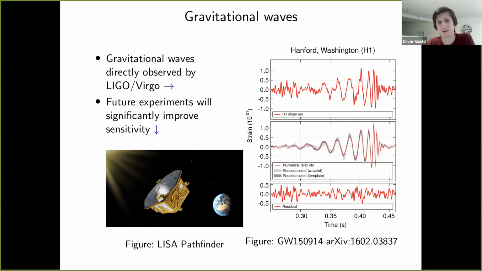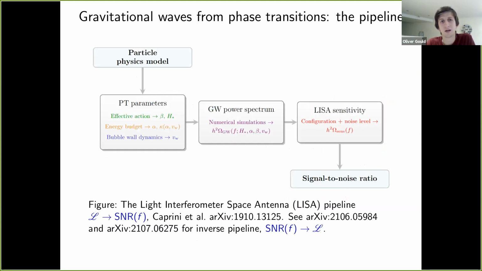Here I've given a picture of the early stages of LISA, the Laser Interferometer Space Antenna, which should be launched in the 2030s and should in principle be able to see the gravitational waves of a phase transition at around the electroweak scale. And this is the kind of pipeline, how one could, in principle, constrain particle physics using gravitational wave detectors.